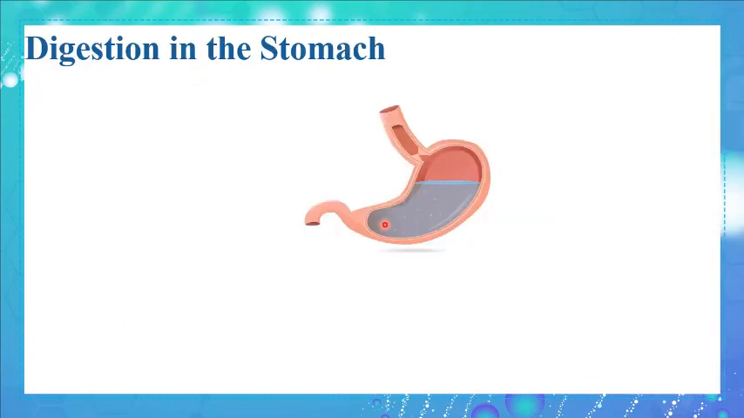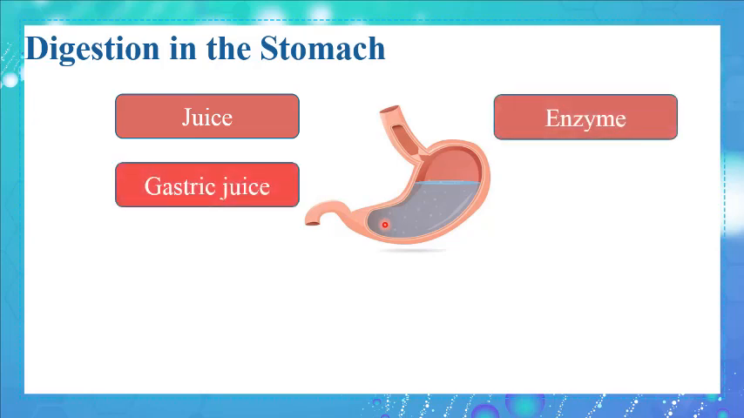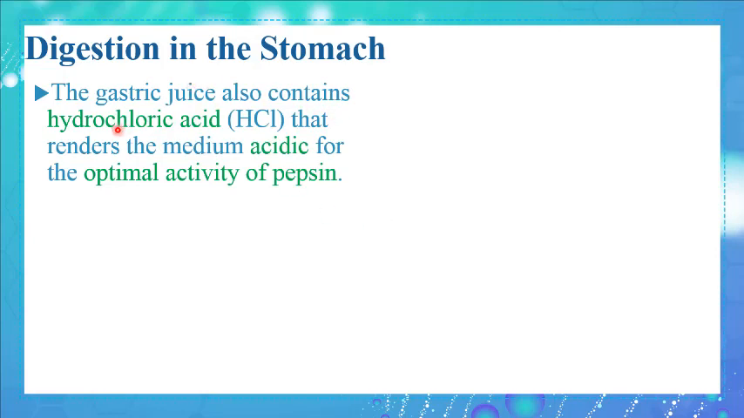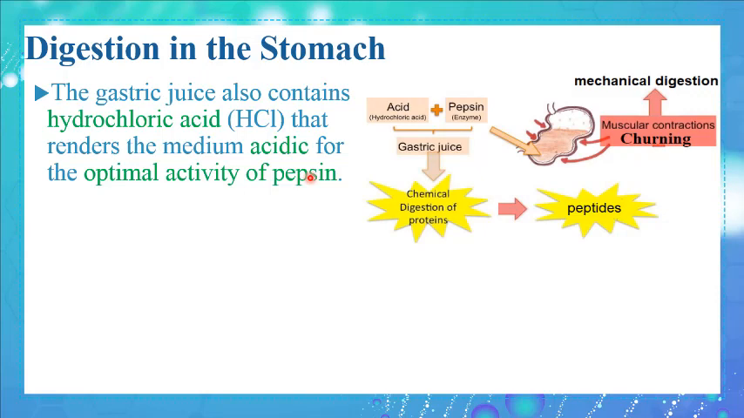Food in the stomach is mixed with the gastric juice, and the gastric juice contains an enzyme called pepsin. The gastric juice also contains hydrochloric acid, HCl, that renders the medium acidic for the optimal activity of pepsin. So, the gastric juice, constituted of both hydrochloric acid and the pepsin enzyme, accomplishes the chemical digestion of proteins into peptides. The chemical digestion of proteins is also facilitated by the mechanical digestion, which is favored by churning, or the muscular contraction of the stomach walls.